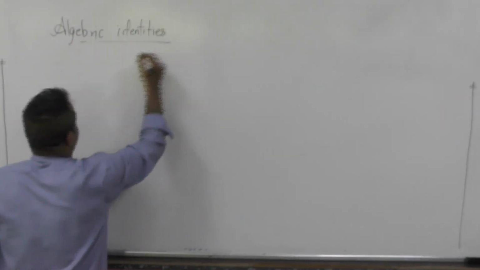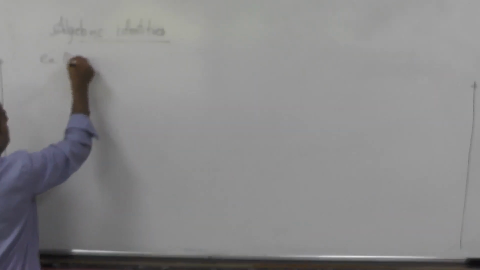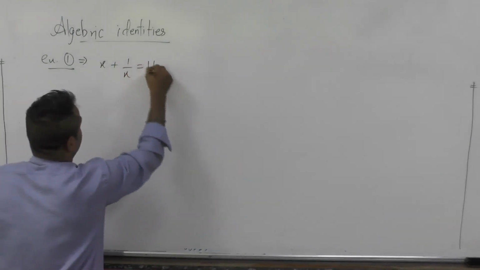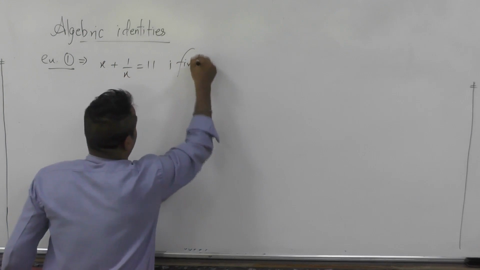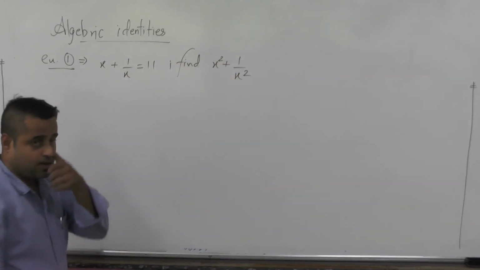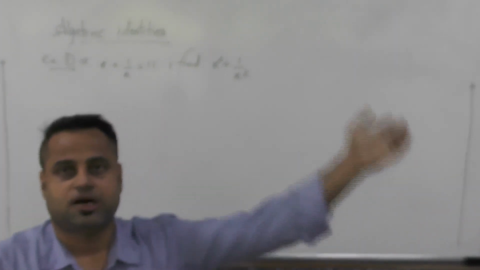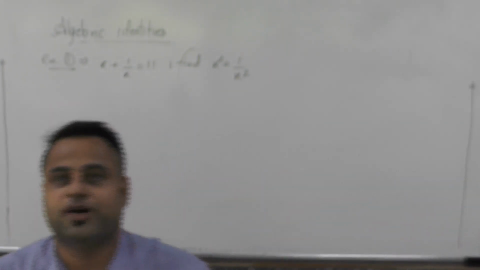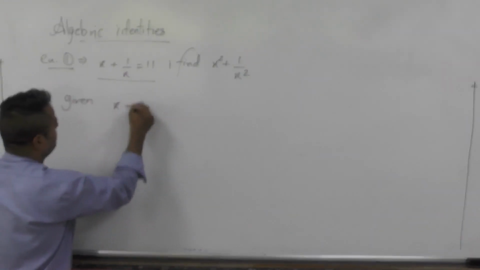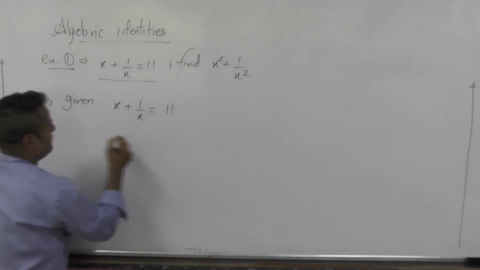Let's take a few examples of it. The first example we are taking is x plus 1 by x is 11. We need to find the value of x square plus 1 by x square. One value is given to us, the other value we need to find out. How to find it out? Just see. Whatever is given to us, we take that only. Given to us is x plus 1 by x is equal to 11.